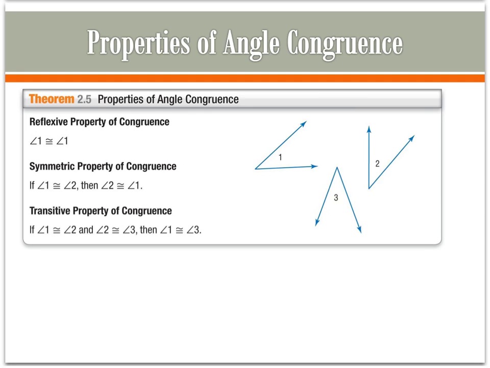The properties of angle congruence. We have the reflexive property of congruence, the symmetric property of congruence, and the transitive property of congruence. This should be somewhat of a reminder, a review for you. You've seen these before, and they're now in regards to angle congruence. Please have those three also written into your notes as we go through: the reflexive, symmetric, and transitive properties of congruence.